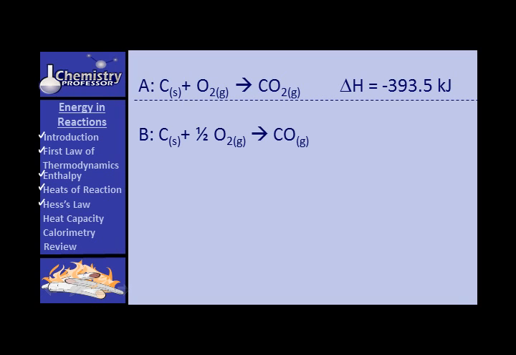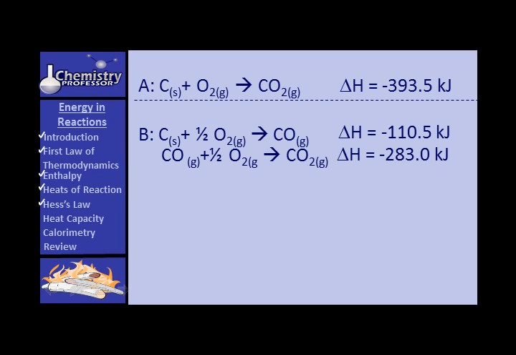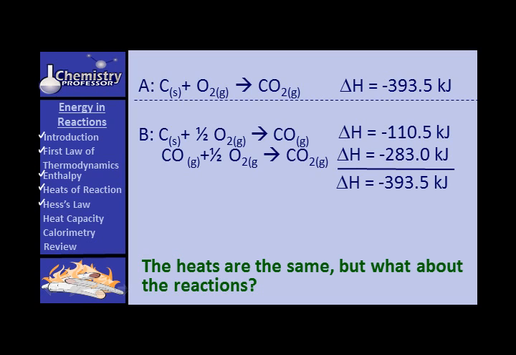We could take carbon and burn it with oxygen and produce carbon monoxide, for which the delta H is minus 110.5 kilojoules. Then we could take that carbon monoxide plus more oxygen and produce the carbon dioxide, a step for which the delta H is minus 283.0 kilojoules. Now, add it up. And you see that the delta H is minus 393.5 kilojoules, even though we did it in 2 steps. It's the same as if we had done it in 1.